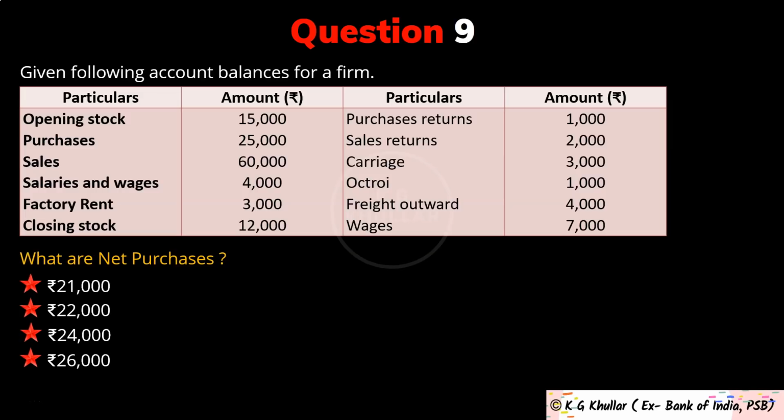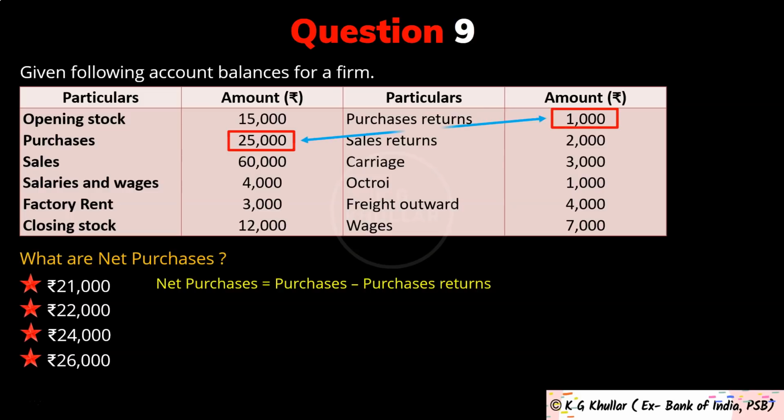Friends, net purchases will be simply purchases minus purchase returns. Now purchases are given as rupees 25,000 and purchase returns are given as rupees 1,000. So net purchases equals 25,000 minus 1,000 equals rupees 24,000. Thus the correct option for the given question is option C.